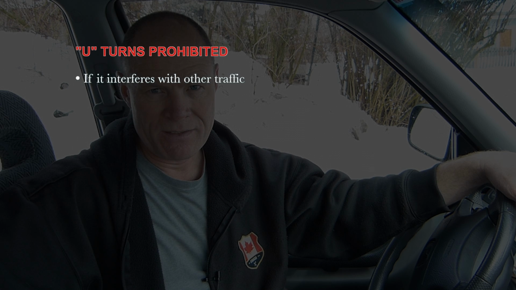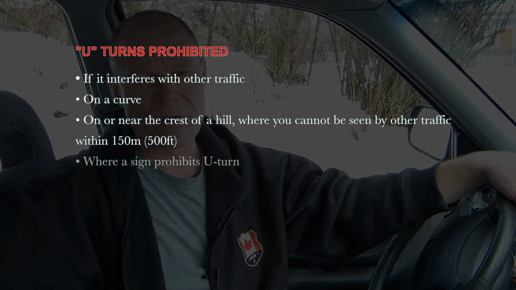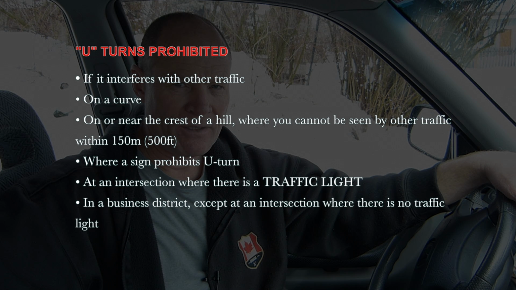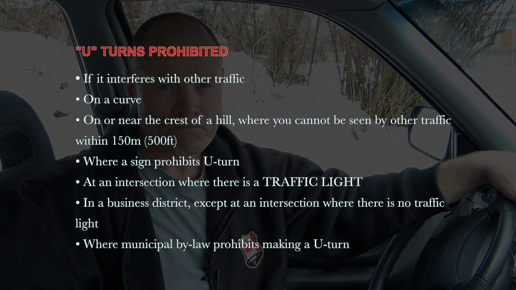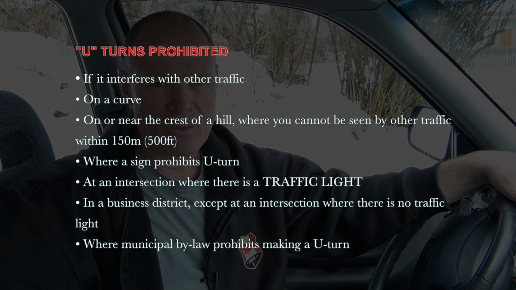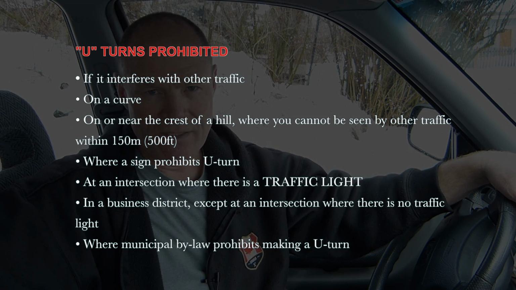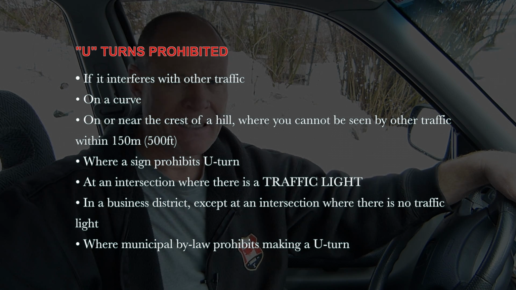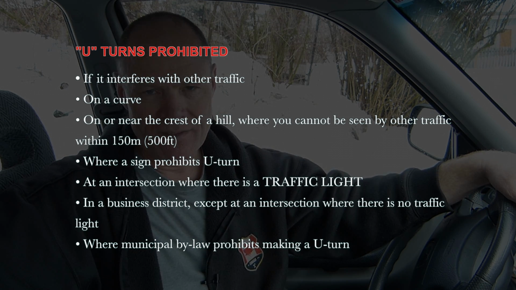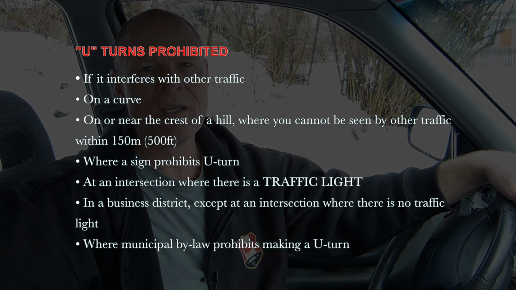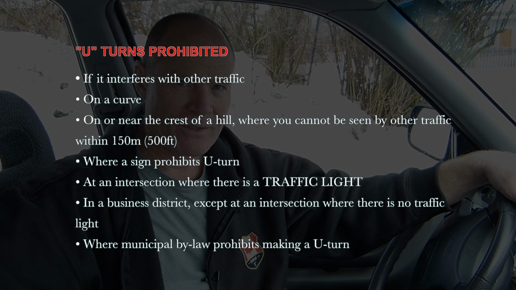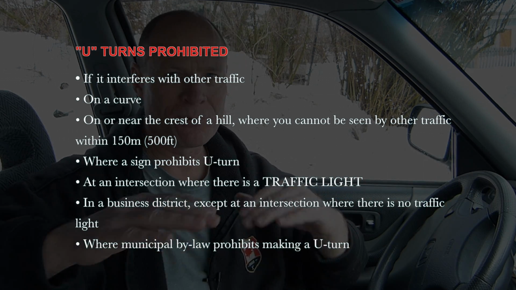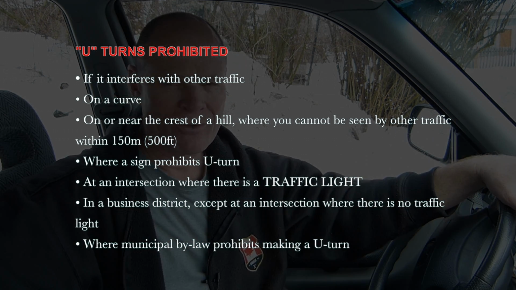As well, you cannot execute a U-turn on a curve, or on the crest of a hill where you cannot be seen for 150 meters or 500 feet. You cannot execute one at traffic lights. You cannot execute one in a business district except at intersections where they're not controlled by traffic lights. You cannot do one anytime that signs prohibit you from making a U-turn, and finally, anytime that municipal bylaws prohibit you from doing a U-turn. So there are 7 legal requirements that have to be met in order for you to be able to do a U-turn here in British Columbia.